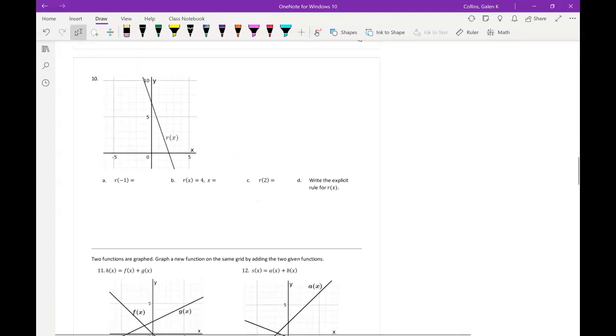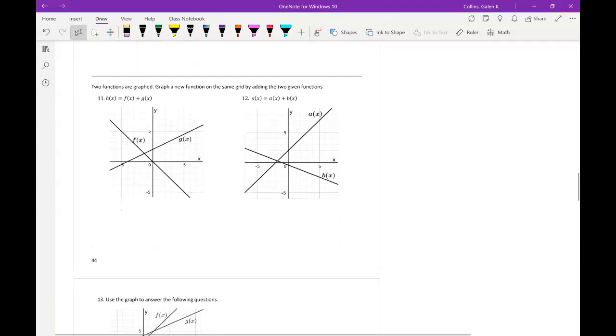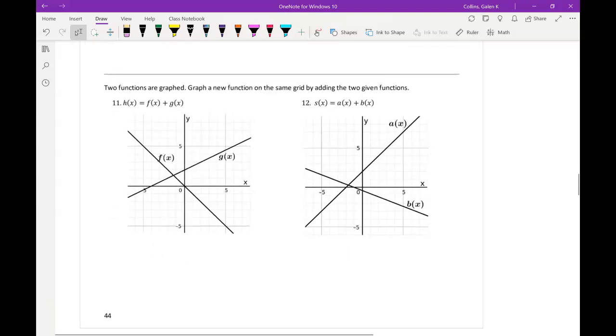All right, I'm going to skip down. We could definitely do number 10. I'm going to skip number 10, and I want us to skip down to 11 and 12.